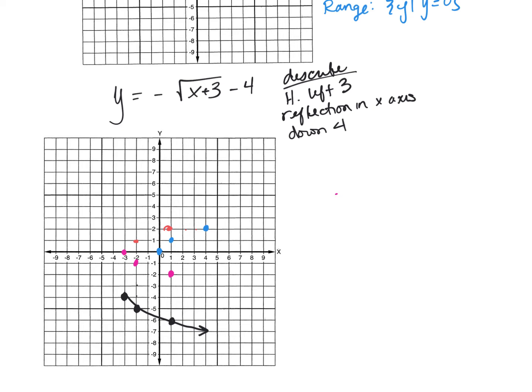And then I connect them. It doesn't go in both directions. It doesn't continue past that initial point. That's like a starting point. Well, because I showed every intermediate step. So the red dots are horizontal left 3. The pink dots are a reflection in the x-axis, and the black dots are final points down 4.